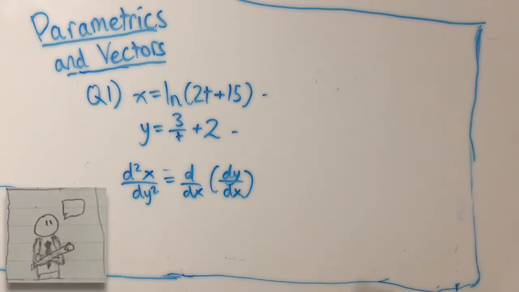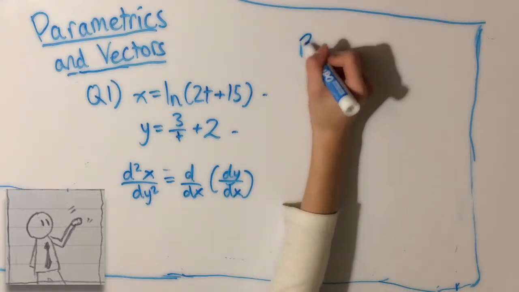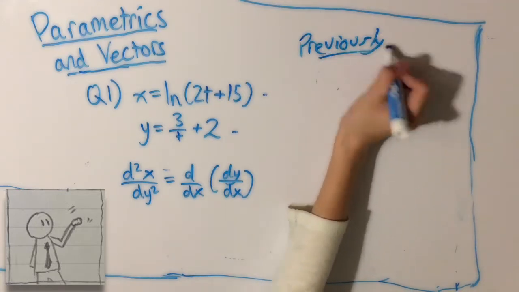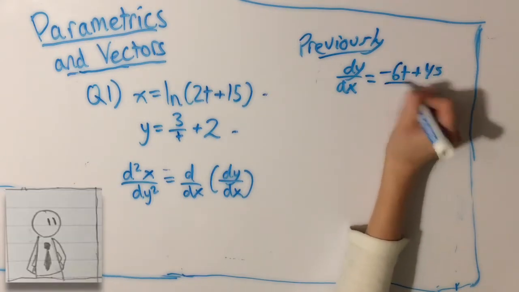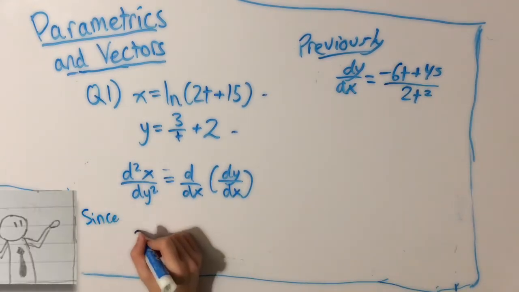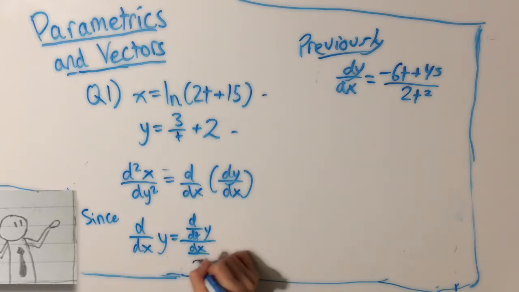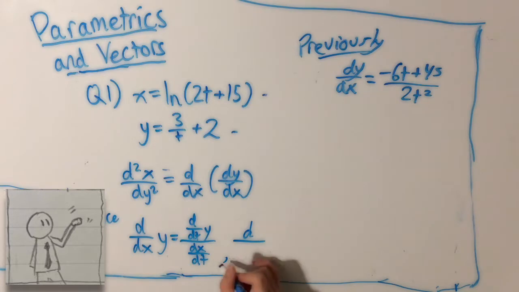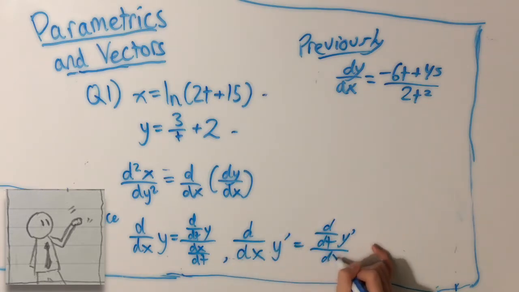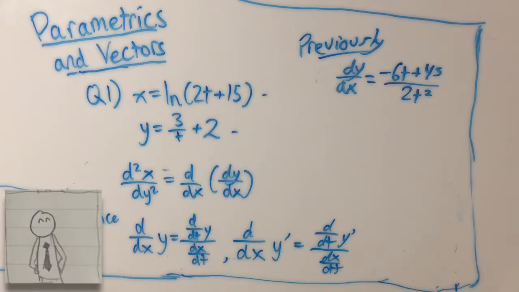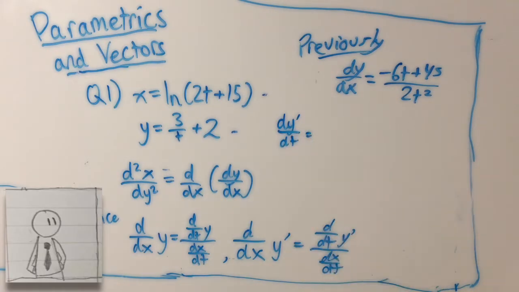However, we have dy dx in terms of t. The solution may seem difficult, but actually if we look back, you may notice that the previous thing we did to get dy dx in the first place was solving the same dilemma. To explain, since d/dx of y is equal to d/dt of y over dx dt, it clearly follows that d/dx of y prime is equal to d/dt of y prime over dx dt, where y prime is simply substituting y with dy dx. With this, the question becomes easy.